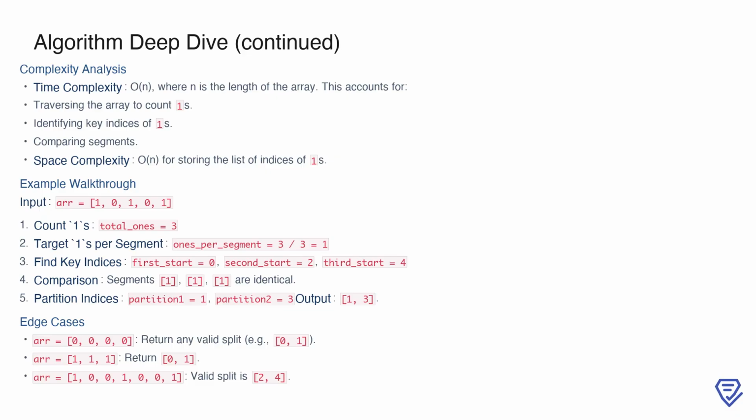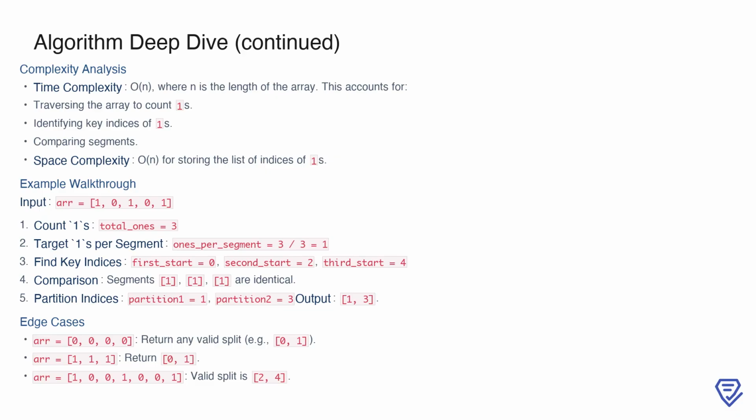Let's walk through an example to solidify our understanding. Consider the input arr equals 1, 0, 1, 0, 1. First, we count the total 1s, which is 3. Since 3 is divisible by 3, each segment should contain 1 one. The key indices are first_start equals 0, second_start equals 2, and third_start equals 4. Comparing the segments starting at these indices, we find that 1, 1, and 1 are identical. The partition indices are computed as partition 1 equals 1 and partition 2 equals 3, so the output is 1, 3.